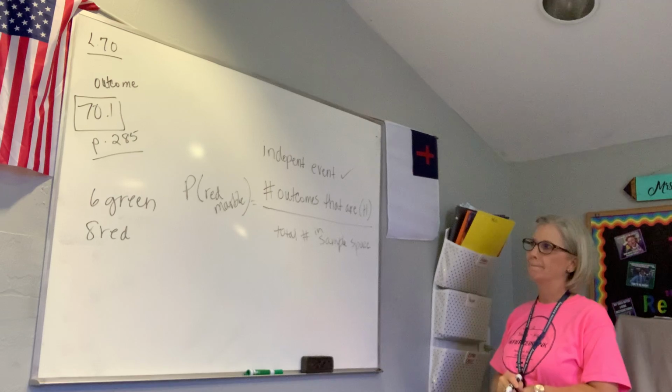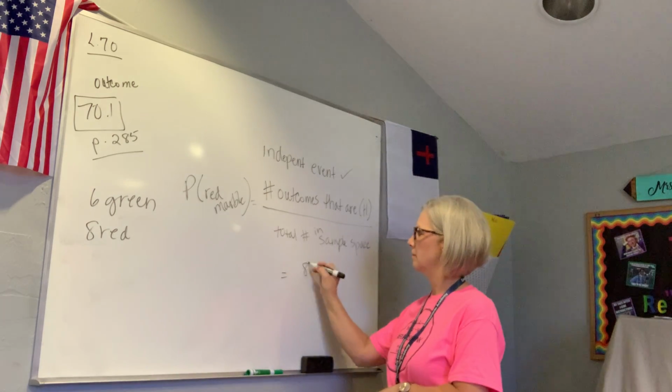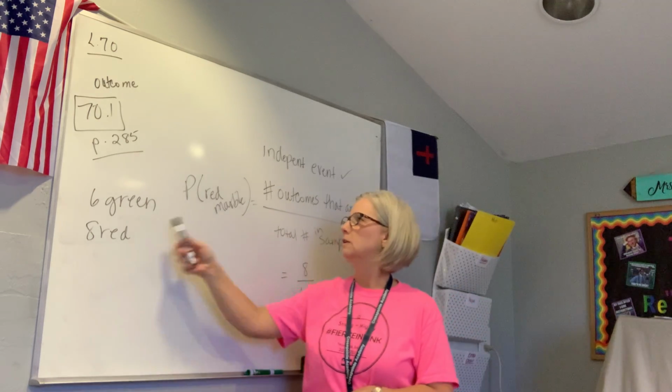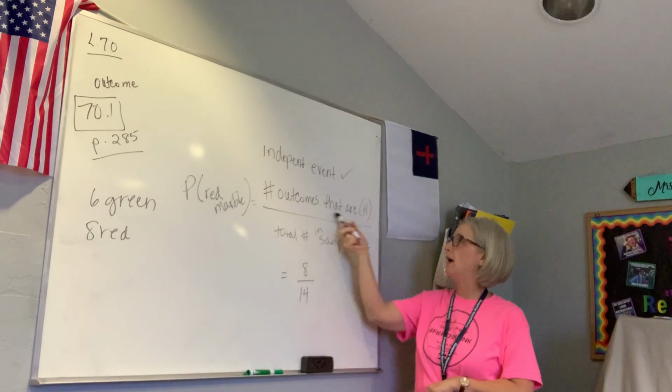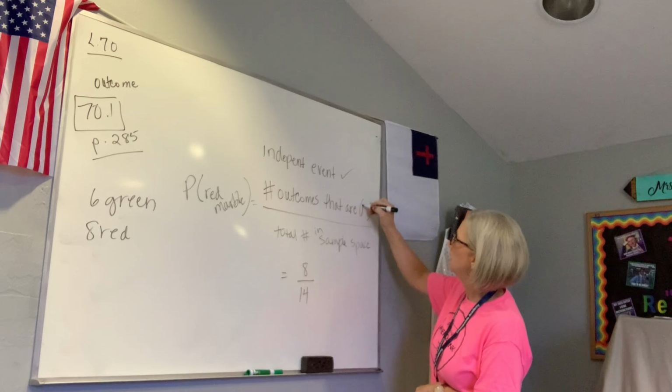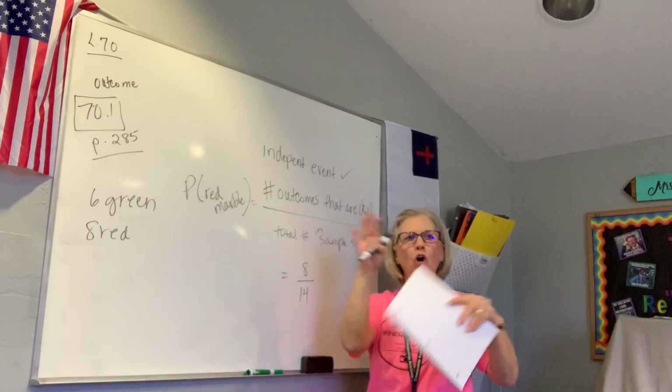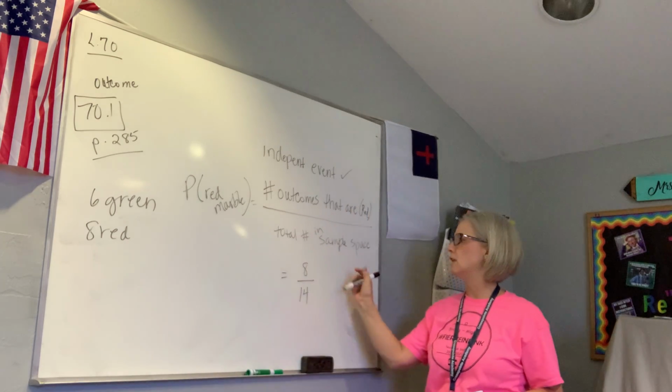It would be 8 over 14. Perfect. Because there are 8 red marbles. That's what I'm trying to get. So the number of outcomes that are, in this case, red, or 8, and the total number in the sample space would be all the marbles in the bag, which would be 14. So let's reduce this.